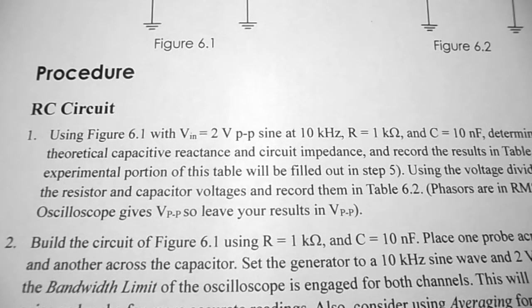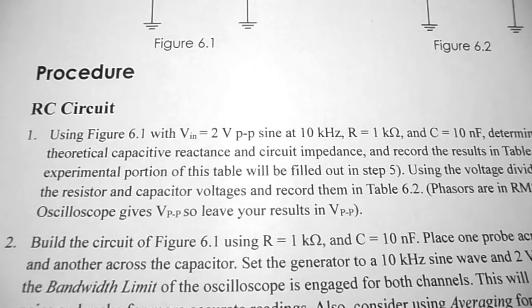Under procedure, step number 1, we're talking about the RC circuit. So we're going to be using figure 6.1 with Vin equals 2 volts peak to peak sine wave at 10 kilohertz. Our resistor is going to be 1 k ohms and our capacitor is going to be 10 nanofarads. We're to determine the theoretical capacitive reactance and circuit impedance and record the results in table 6.1. The experimental portion of this table will be filled out in step 5.